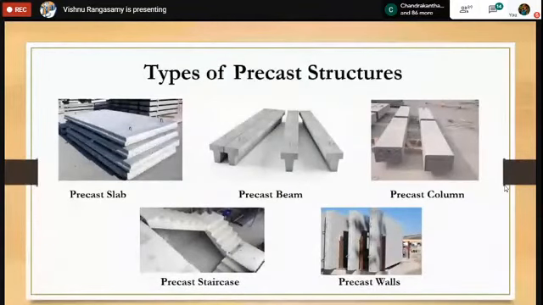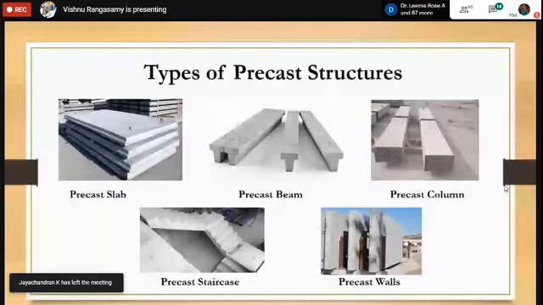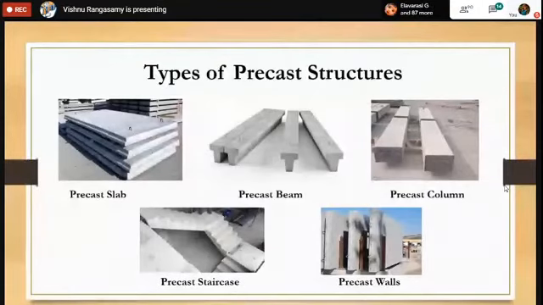So what are the types of precast structures that we cast in controlled environmental conditions or in the factories? We have precast slabs. We can have precast beams like T-beams, and we even use concealed beams for elevation work. Next, precast columns. Even staircases are nowadays available. Precast walls, as I showed in the previous slide.